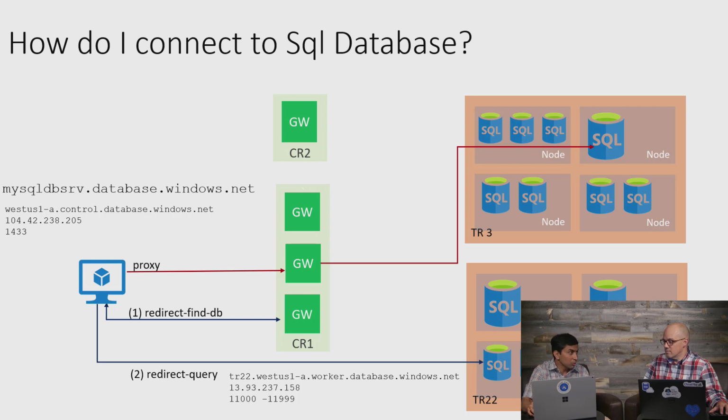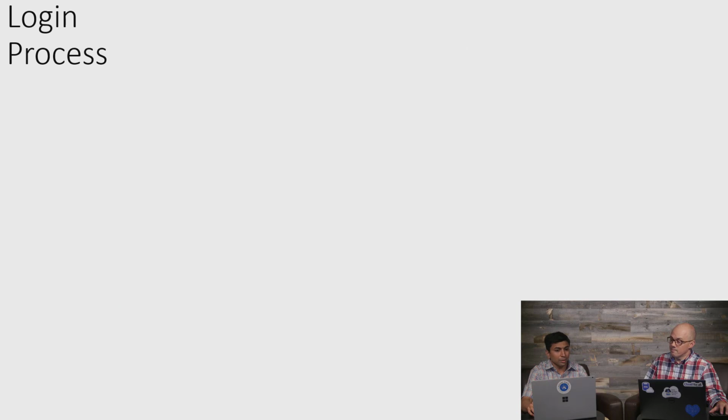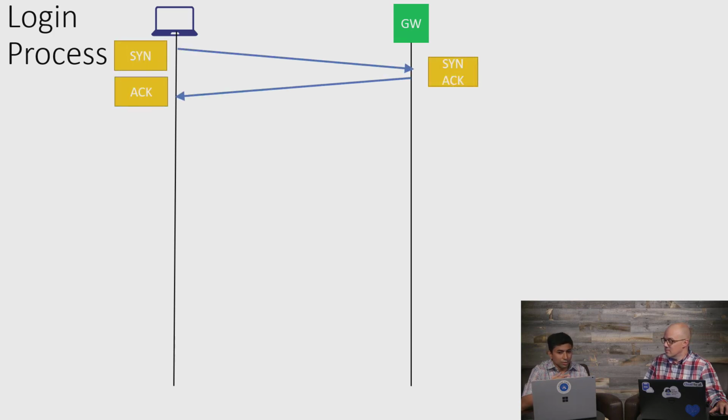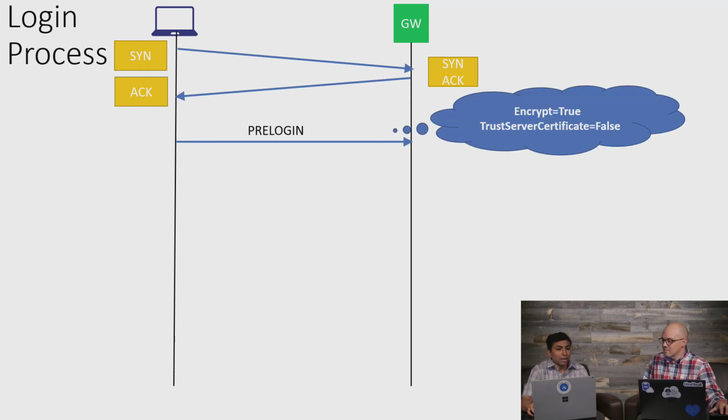Now let me take you through what happens when your connection actually makes it to the gateway. This is very, very basic, high-level stuff, nothing special, and it has been around for ages. So you have a client and you have the gateway machine. First thing is the three-way handshake, standard TCP stuff, with the client communicating to the server. Interesting thing, what happens next is you have a pre-login packet that the client sends.